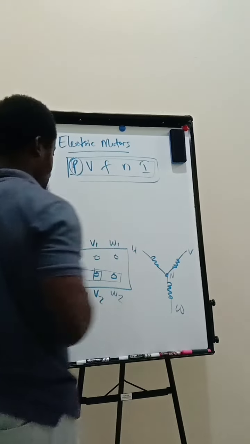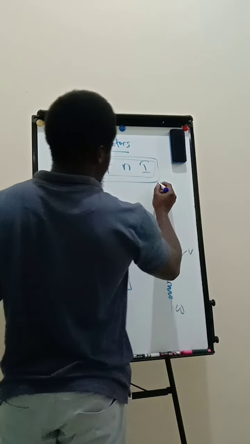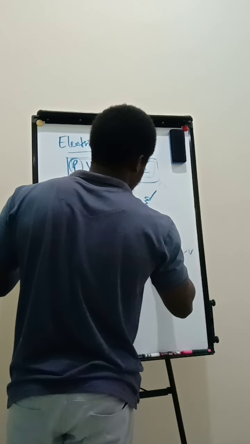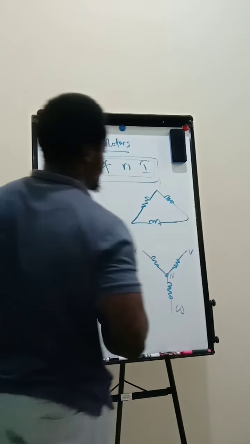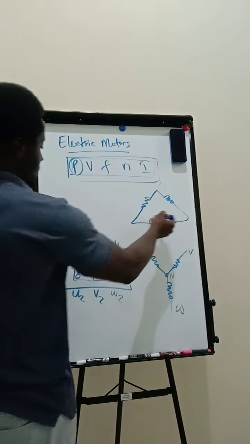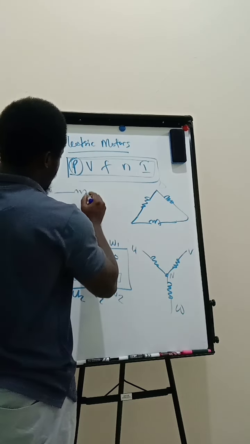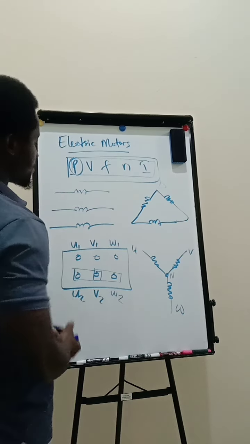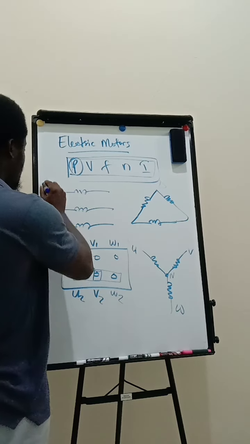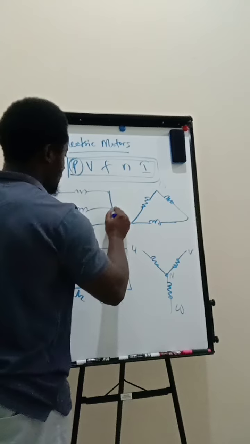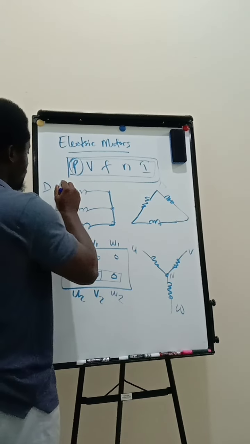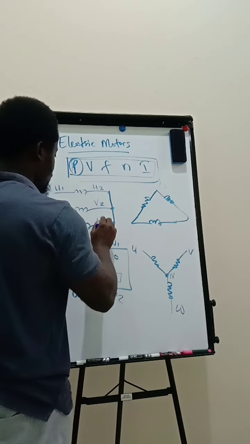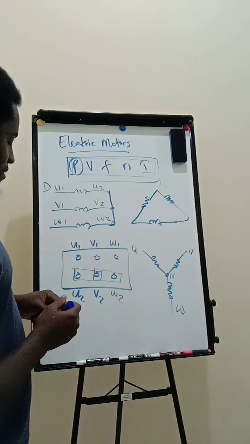So at this point, what we have to do is, in delta, we have our windings as such. So in delta, what we have is our set of windings. Let me start first with star. For star, we are going to couple all of them together as such, having our U1, U2, V1, V2, W1, W2. So we are going to have the winding as such.